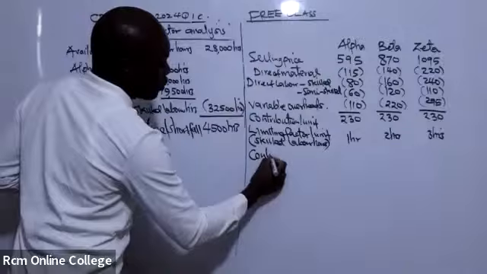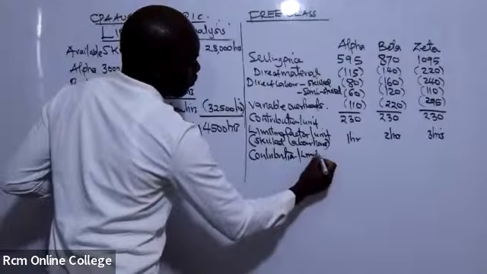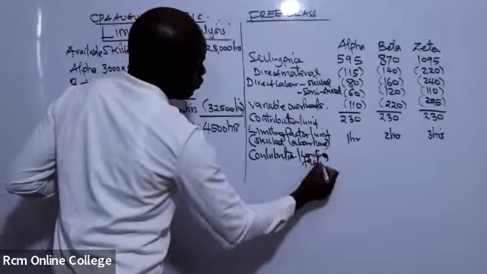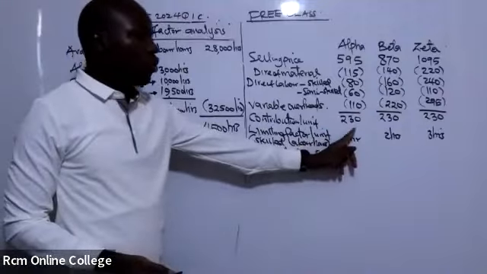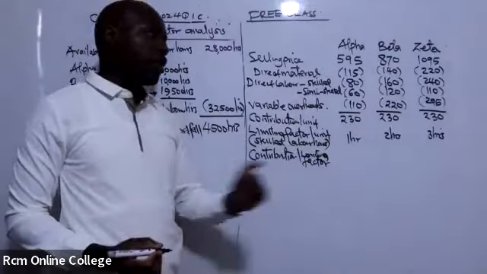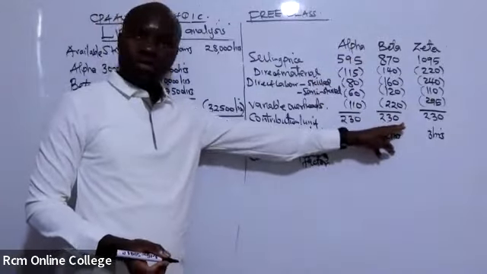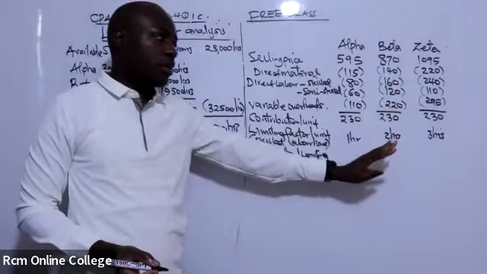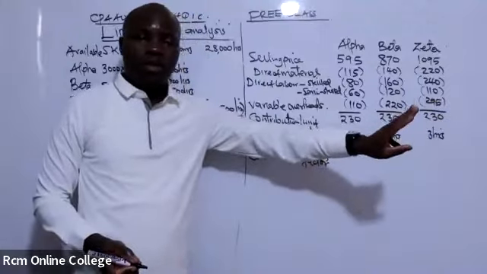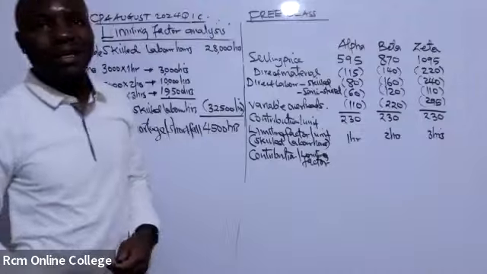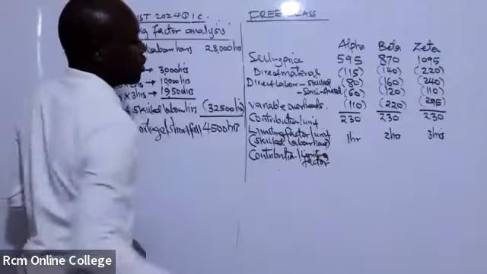The next question will be, what is the contribution per limiting factor? Contribution per limiting factor. In other words, the company got a revenue of 230 by using only 1 hour in product alpha. The company got 230 by using 2 hours of the same labor hours, right? Then the company got 230 as profit by using now 3 hours.